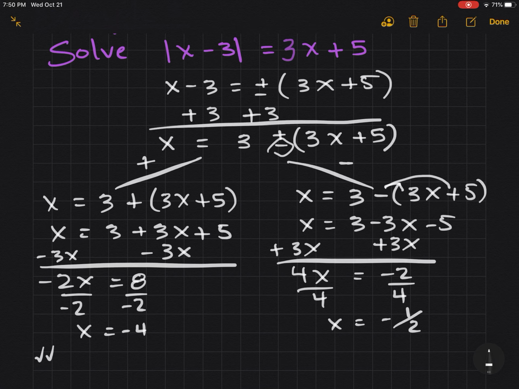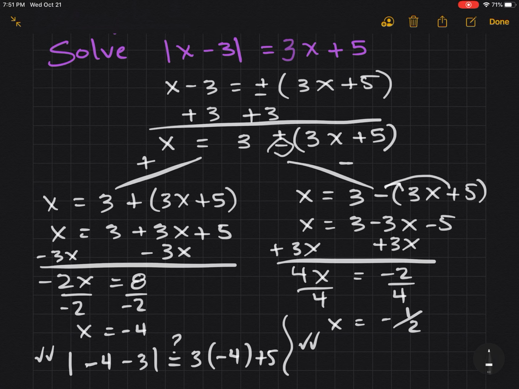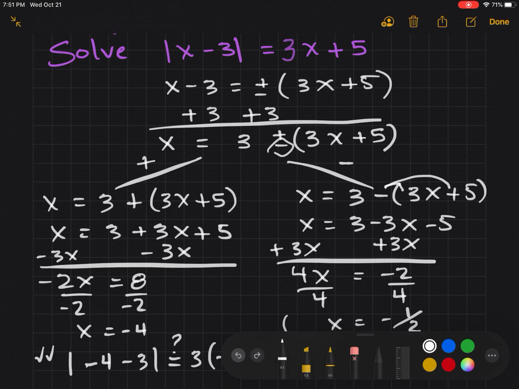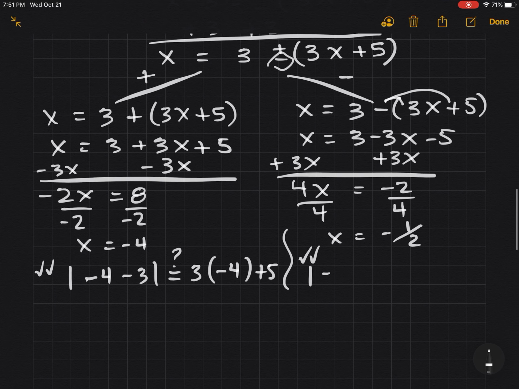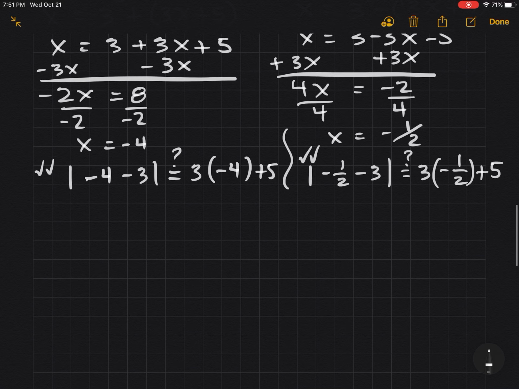So I'm double checking and I'm plugging in negative 4 for all the x's. And I'm going to double check the negative 1/2 also. So I got negative, nope, that's not a negative 4. I forgot over here. I'm checking negative 1/2 into the original equation. And I'm going to see if it's equivalent. So I need to double check both of the solutions.